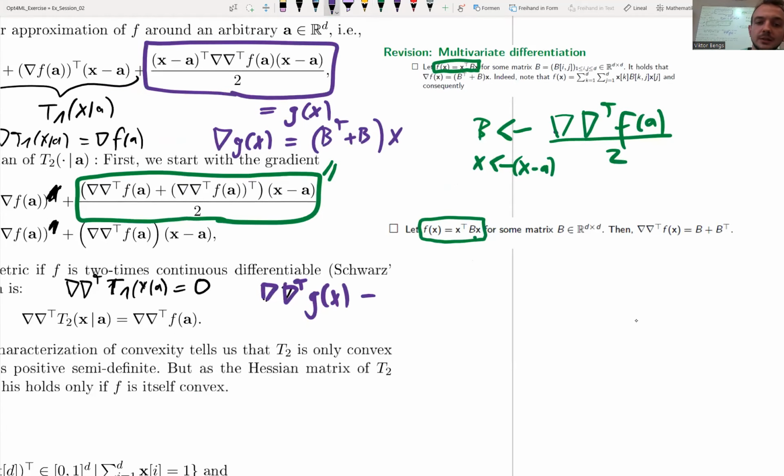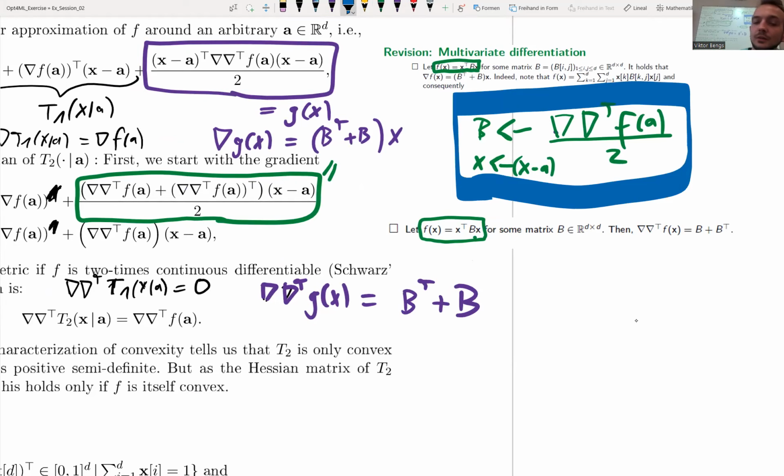But this is then telling us, okay, this here is B transposed, whatever, plus B, if you want it this way. And again, taking this into account, with the substitution, we get this one, right?